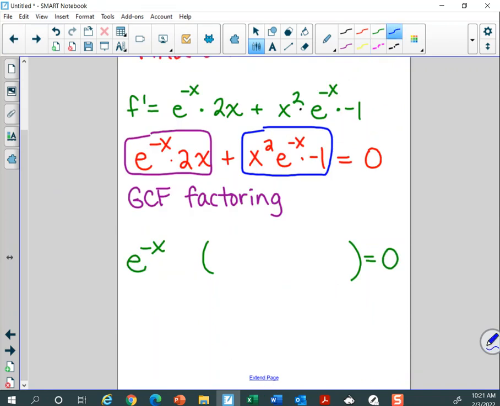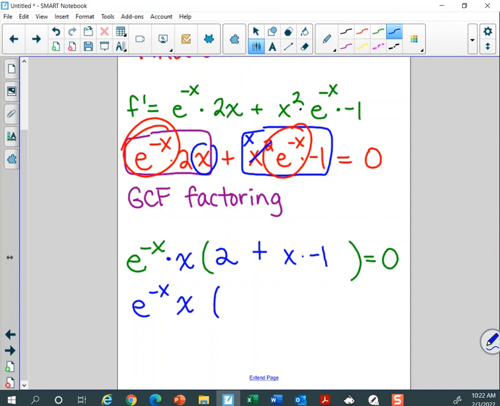And the other common factor I can pull out of both is an x. So I can pull out an e to the negative x and an x. And this x will then take that x squared down to a single x. So that would leave me with just 2 plus x times negative 1. And I'm going to just write that a little prettier.